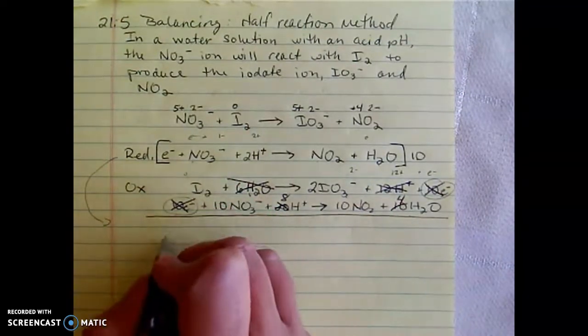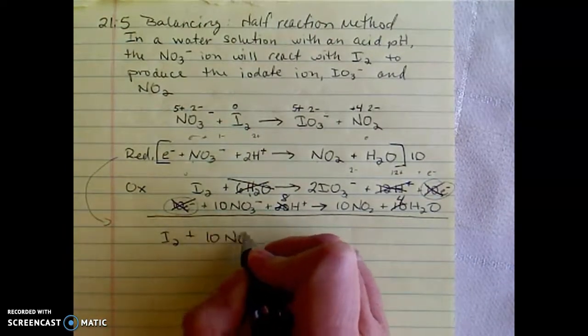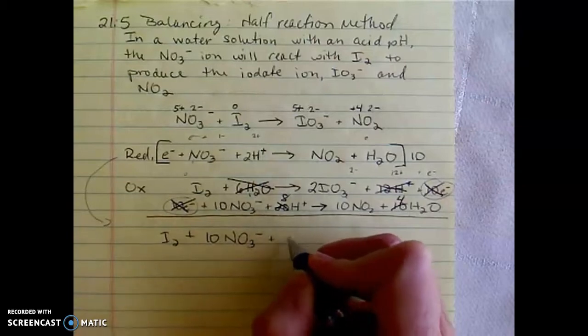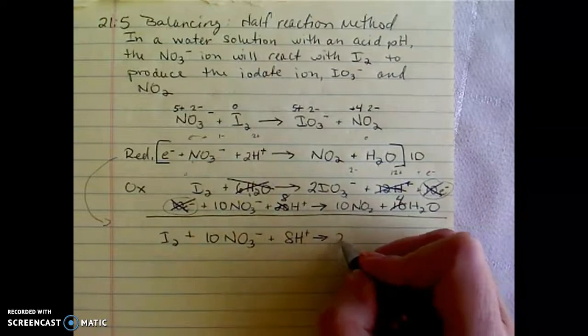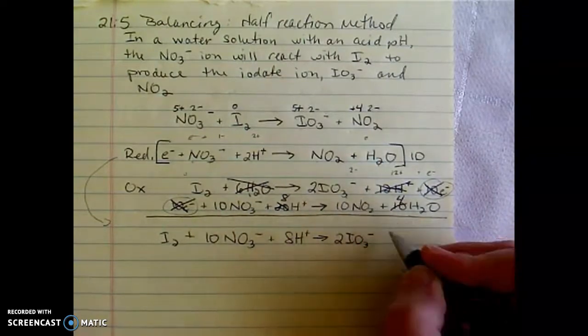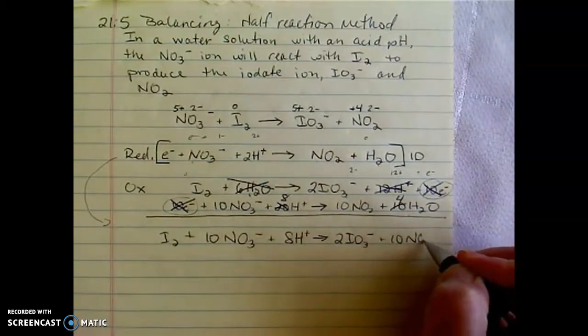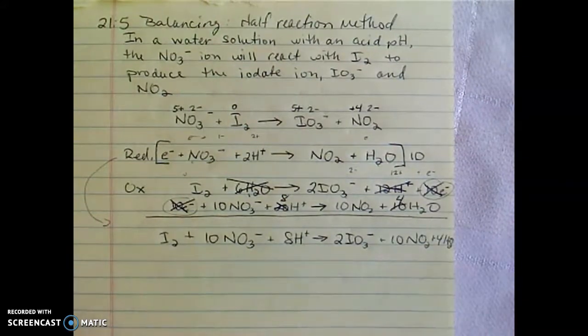So I have I2 plus 10 NO3 minus plus H plus is going to yield 2 IO3 minus plus 10 NO2 plus 4 waters. Got to squeeze that in. Didn't leave enough room. Okay. And that is our answer. That's how you do balancing using the half reaction method.